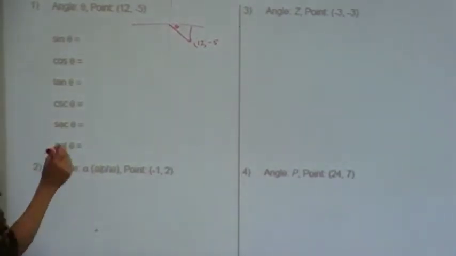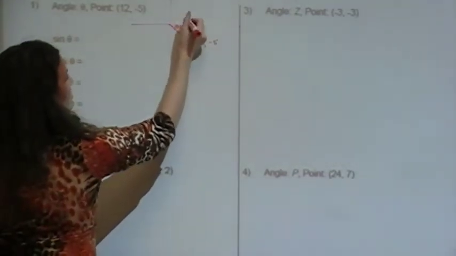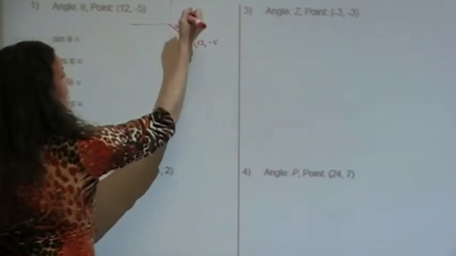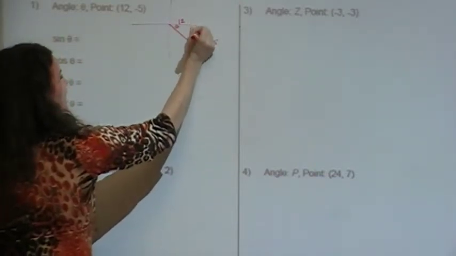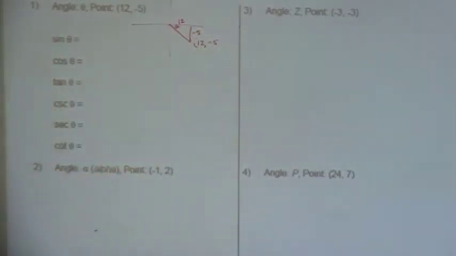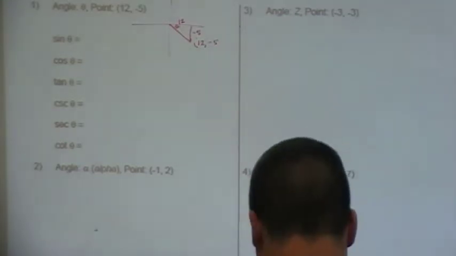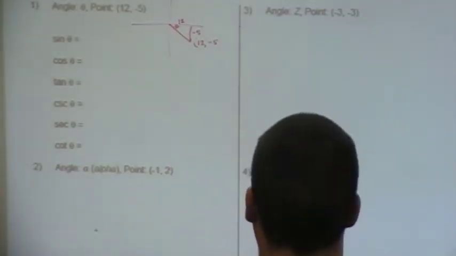All right, so I know that this has a leg of 12. It also has a leg of -5. Anybody know what the hypotenuse would be? 13, because this is also a Pythagorean triple. What if you didn't recognize it as a Pythagorean triple? How can you find the hypotenuse? Pythagorean theorem.